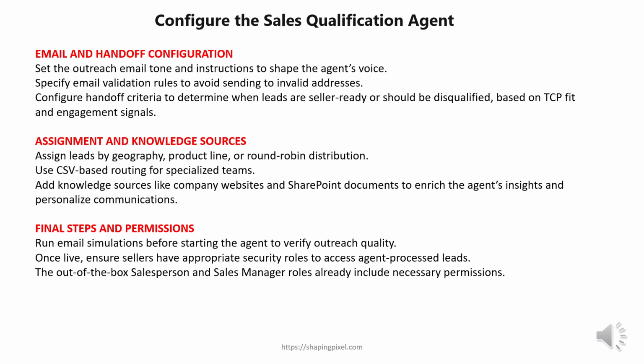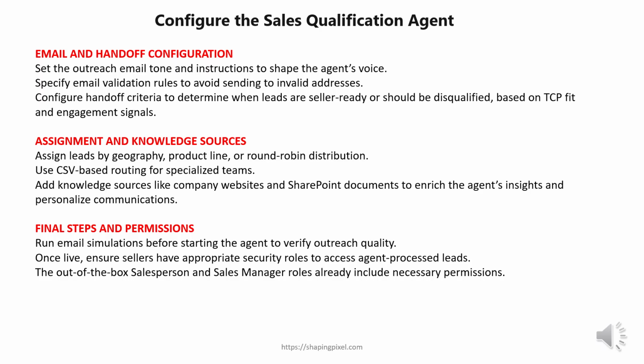Assignment and knowledge sources. Assign leads by geography, product line, or round-robin distribution. Use CSV-based routing for specialized teams. Add knowledge sources like company websites and SharePoint documents to enrich the agent's insights and personalize communications.